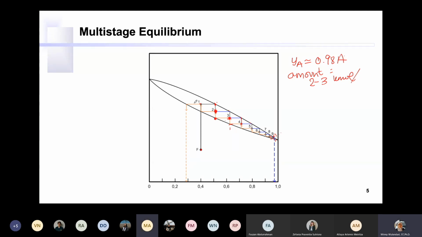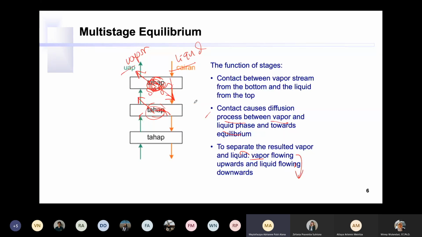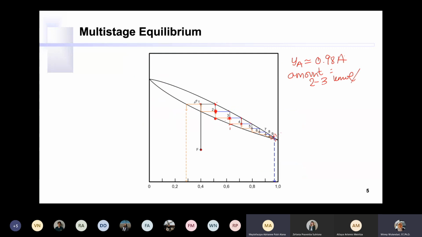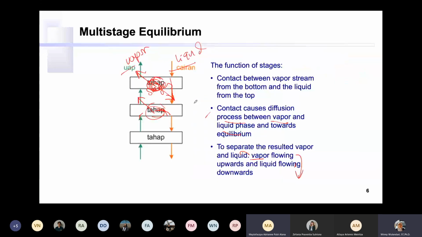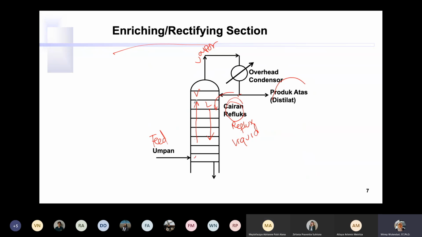Ma'am? So I just want to make sure, what you were referring to as the liquid here is what we call the reflux liquid in the next slide. Is that correct or no? Yeah. The reflux liquid. The reflux is this one. This is the reflux liquid. Reflux is the liquid that is returned back into the distillation column.